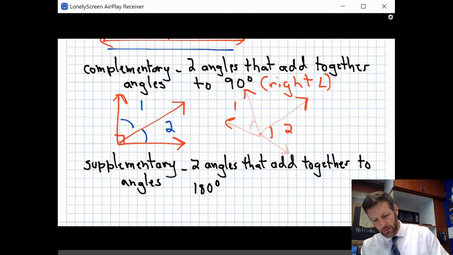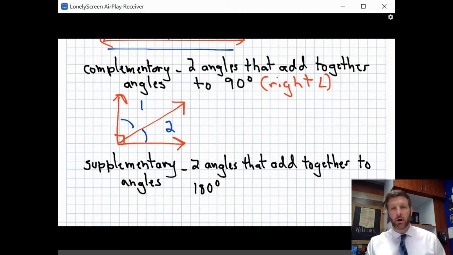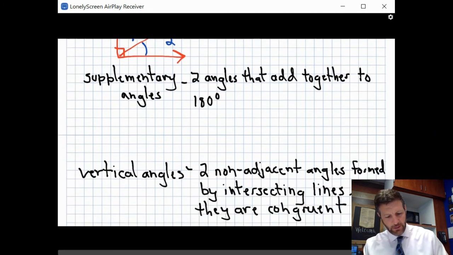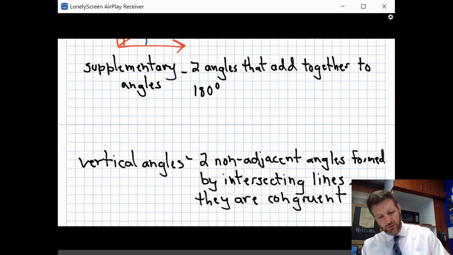So they don't have to be adjacent. Any two angles that add up to 90 degrees are complementary. Now, to complicate that, we have what is known as supplementary. Supplementary, it's the same idea, but it's like, okay, what do they add up to? Supplementary angles are linear pair angles in that they add up to 180.